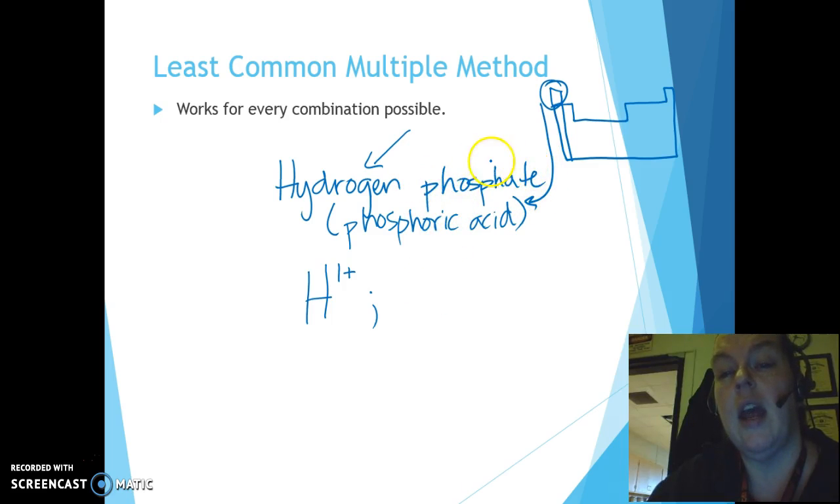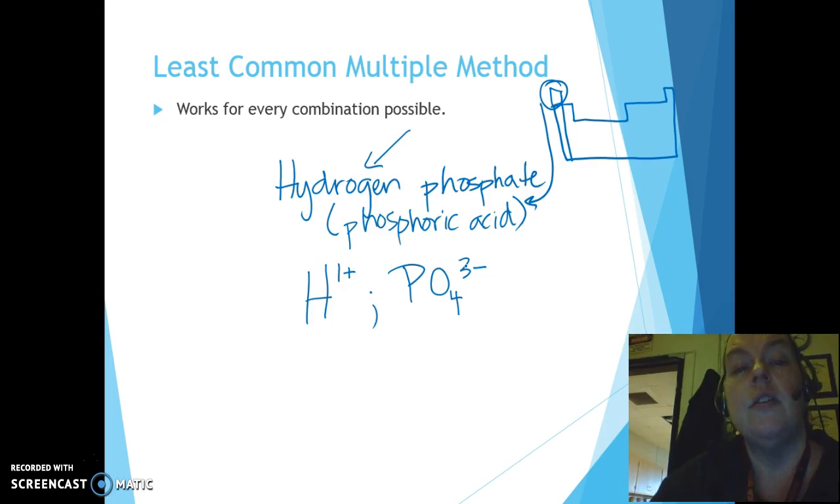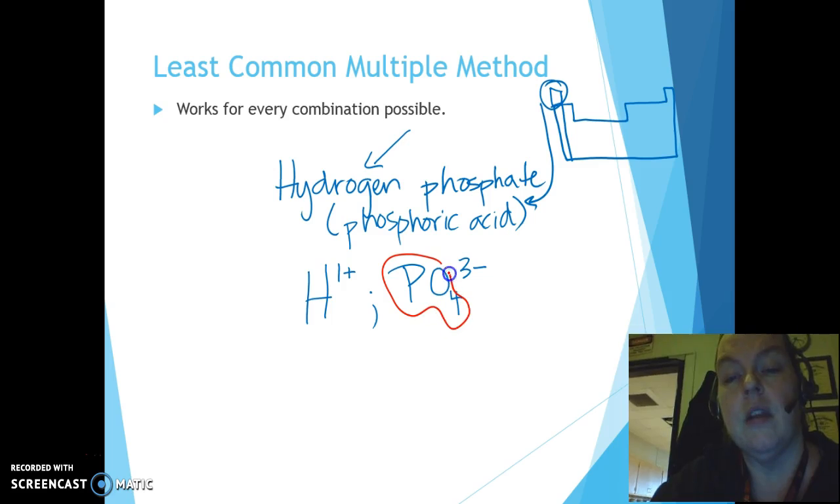Okay, so what we've got is phosphate. So we're going to be looking at our polyatomic ion sheet because it ends in ate. Phosphate, we notice, is a 3 minus charge, and it's PO4 3 minus. Okay, so the least common multiple method says I need to know the least common multiple between 1 and 3. Not the 4. The 4 is with the O in the PO4 group. That's my group. So once again, I'm just going to reiterate, this is the group. I cannot change the group. I have to always keep the group just like it is.